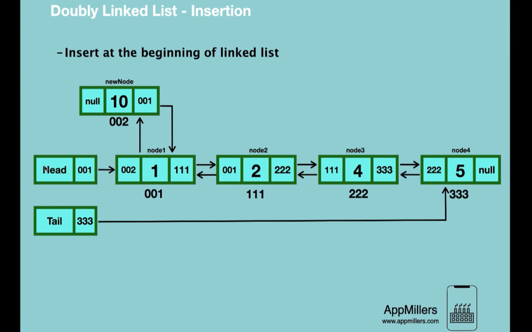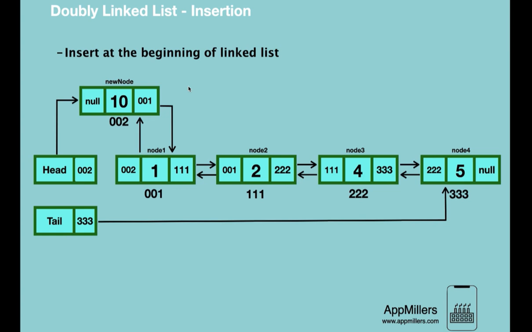Then finally, we need to create a link between head and this new node, because the new node becomes the first node in our double linked list, so the head should point to the new node. By updating the head reference to the physical location of the new node, we are creating a link between head and this new node. After creating this link, the link between head and node 1 will be destroyed. So with this, inserting a node at the beginning of a double linked list is complete.